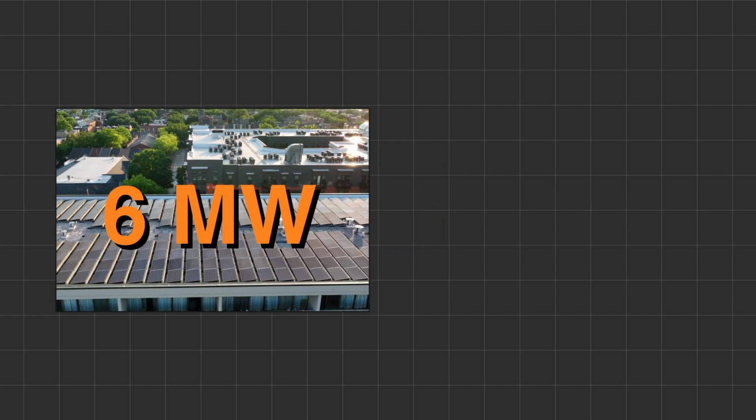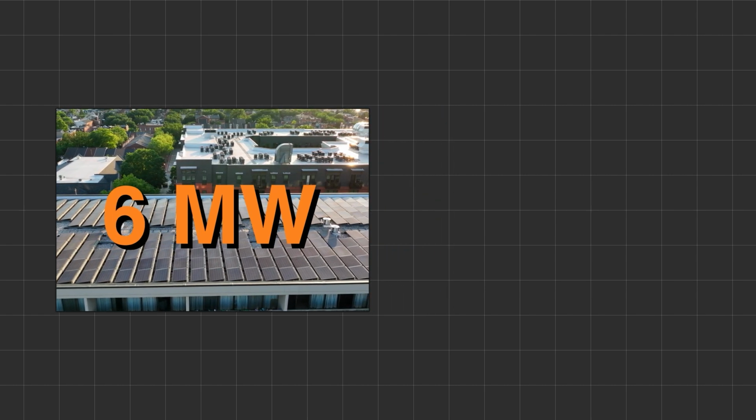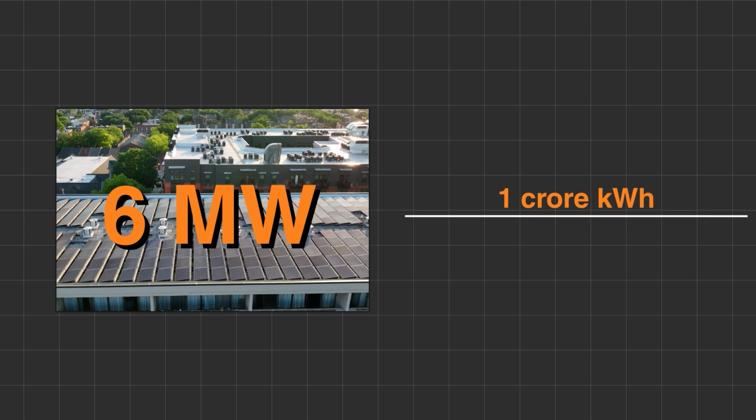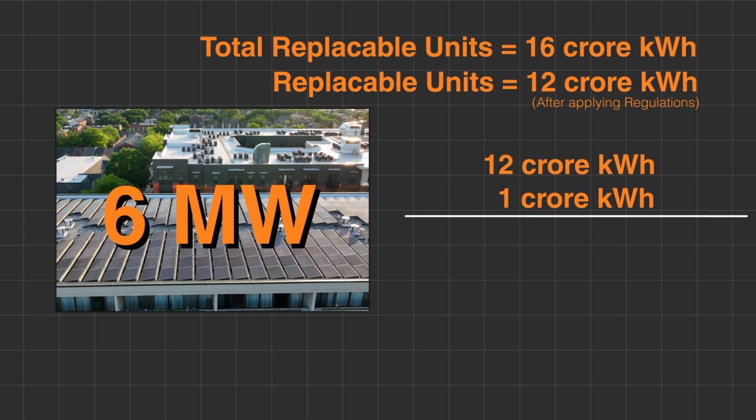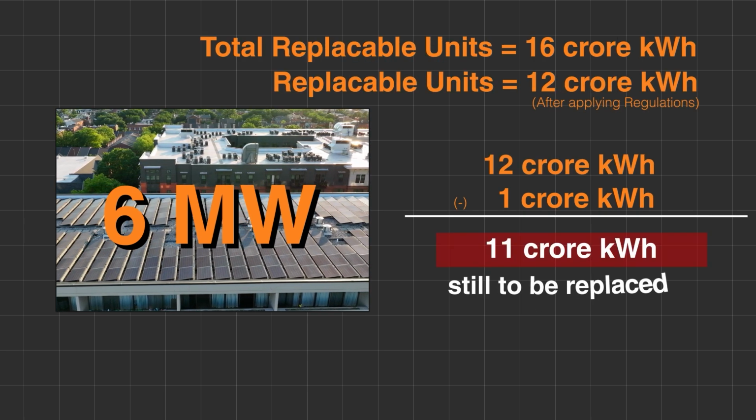For example, you applied these on 16 crore replacement units and found out that approximately 6 megawatt can be done on-site based on the space and the regulation. This will give you roughly around 1 crore units, and the total replaceable units come around 12 crore. So you have 11 crore still to be replaced.